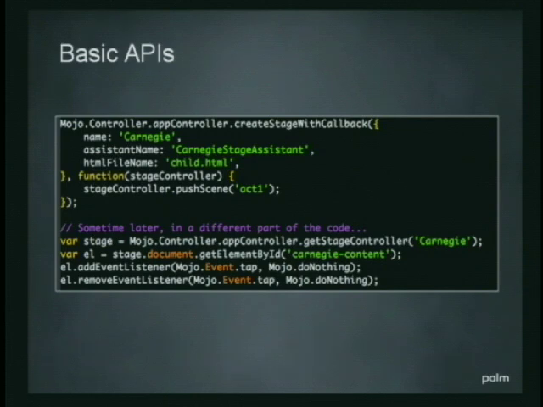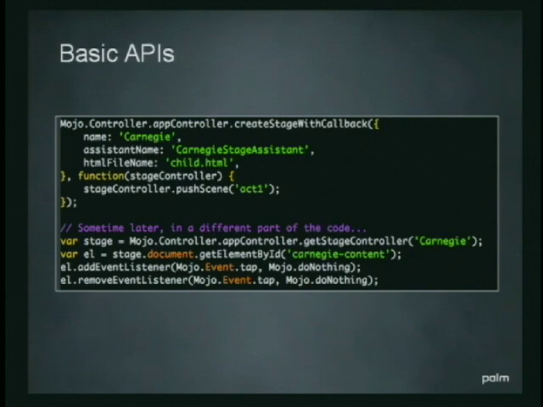So there's a few basic APIs that we have to deal with multiple stages. The first one, actually creating a stage, is create stage with callback. This is a complicated wrapper around window.open, but basically you come up with a name, you come up with an assistant that's actually going to be your stage assistant. So normally when you have a WebOS app, you have a default stage assistant that you push a scene. You can also specify a particular stage assistant that'll deal with your children.